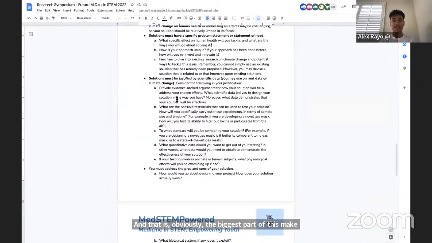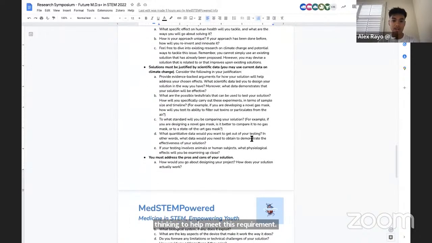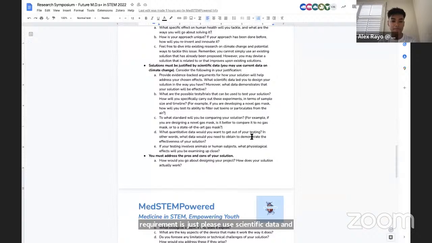Make sure that everything that you state, especially things that aren't your own ideas, are not only cited, but also backed up by specific credible evidence. And again, these sub bullet points here provide a couple of different questions that you can use to guide your thinking to help meet this requirement. So for example, you can talk about what are the kinds of possible tests and trials that can be used to test your solution for its effectiveness if you were to actually carry it out in the real world, and what kinds of data, quantitative and qualitative, will you be looking for to help demonstrate that your solution is actually effective. So again, main takeaway from this requirement is just please use scientific data and evidence to back up everything that you have on your submission.